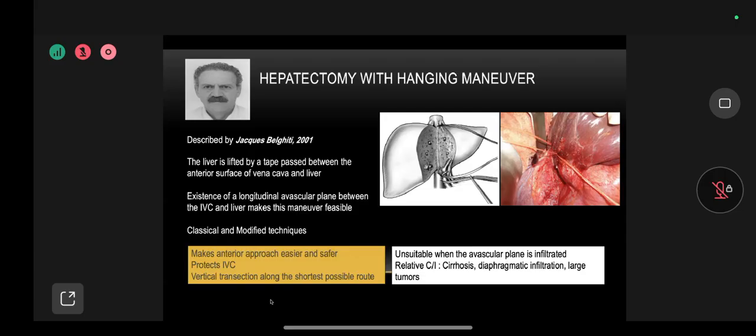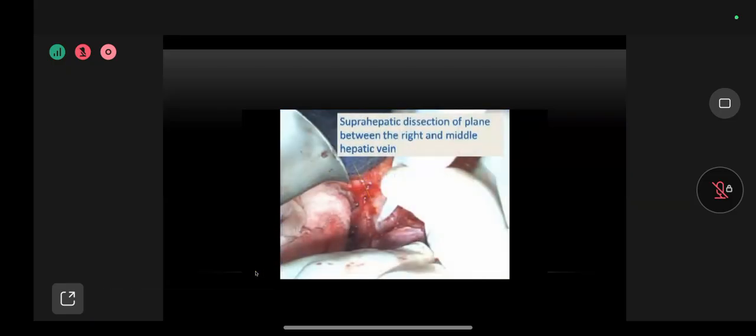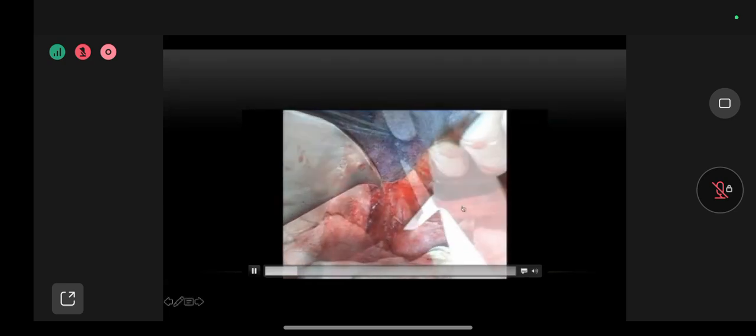But having said that, if you are beginning your liver transection, this is a very elegant approach. It will help you to not waver from the transection plane, and also protect the IVC at all times. So a small intraparenchymally based lesion is good for a hanging maneuver, and an attempt should be made to hang the liver in all patients.